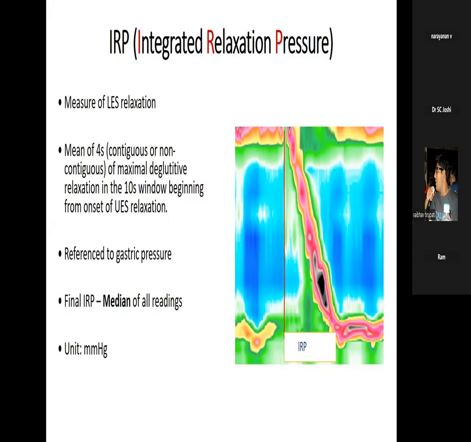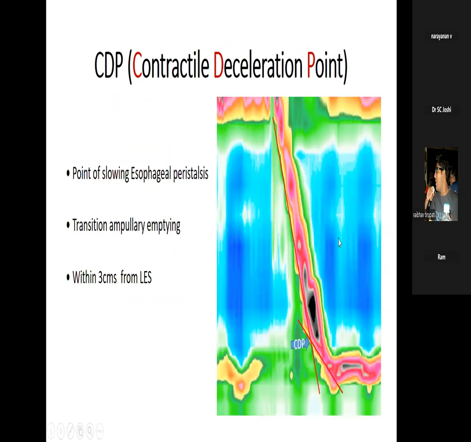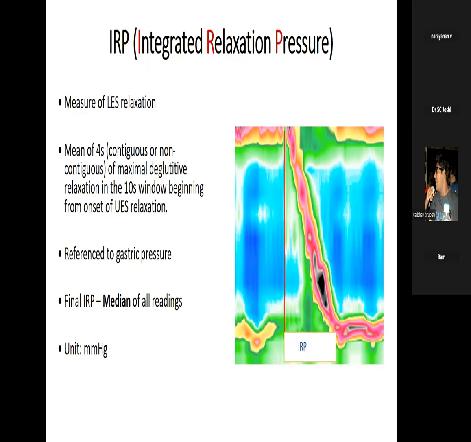It is a mean of 4 seconds. It may be contiguous or non-contiguous relaxation of maximal deglutitive relaxation in a 10-second window, beginning from the onset of upper esophageal sphincter relaxation. So what is normally done is, if you see on the screen, this is the opening. Now you place your cursor here, beginning of swallow. Then you place your upper esophageal sphincter cursor, the upper portion of the lower esophageal sphincter cursor here, lower portion of lower esophageal sphincter here. And then your end of analysis will be somewhere there.